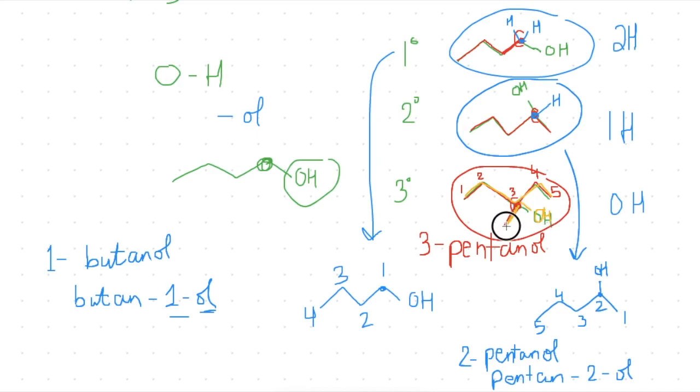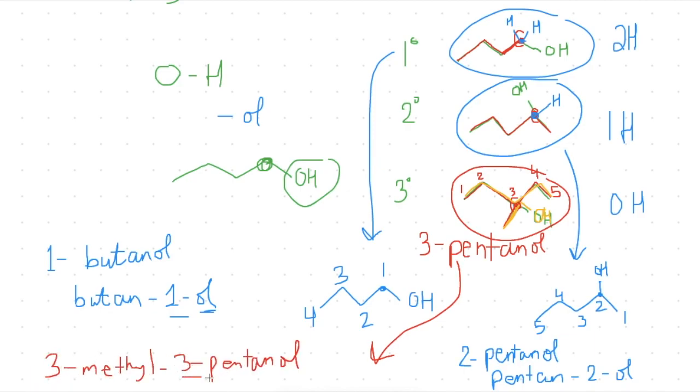But we still have a methyl substituent here that we have to name. This methyl is on a 3. So it is a 3-methyl-3-pentanol. The 3 right before the pentanol indicates that the alcohol group is on carbon 3. It could also have been 3-methylpentan-3-ol, where the 3 goes right before the ol to indicate that the alcohol group is on carbon 3. And then there would be no space or dash between the name of the substituent and the main chain.